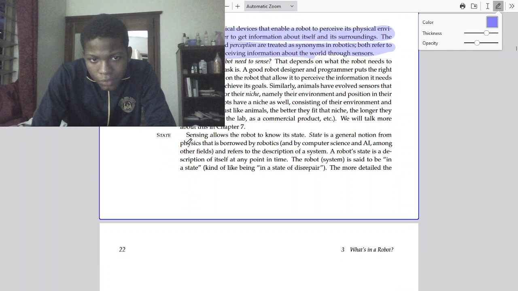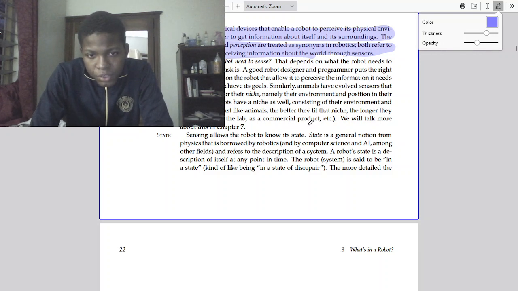More was chapter 7. Alright, so state. Sensing allows the robot to know its state. State is a general notion from physics that's borrowed by robotics and computer science, and refers to the description of a system.